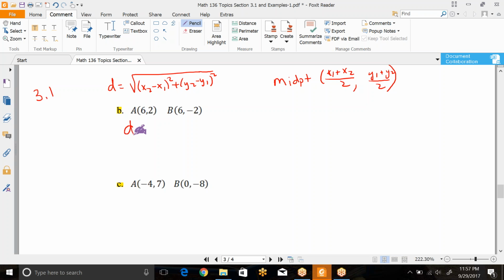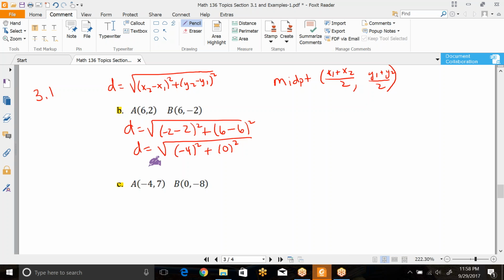So the distance formula for this one would be y2, which is -2, minus y1, which is 2, squared, plus x2, which is 6, minus x1, which is 6, squared. This would be -4 squared plus 0 squared. We work out the squared parts next. So this is 16 plus 0. We add them together and then we take the square root. And this one actually ends up being a perfect square, so the distance is 4.